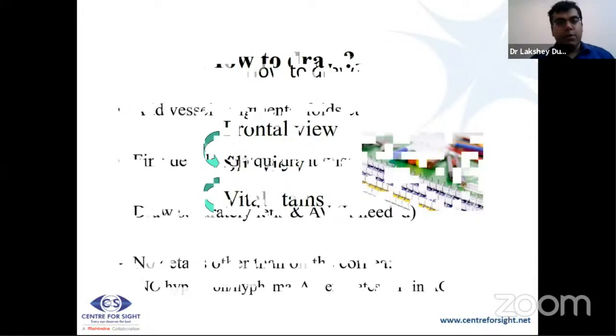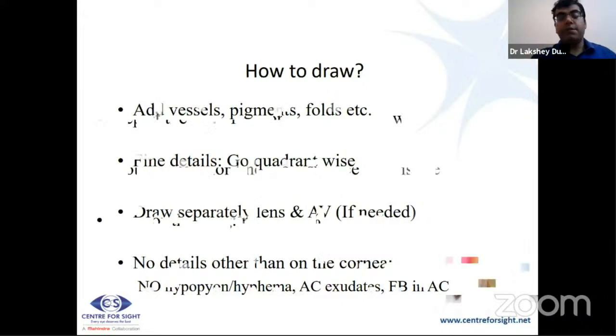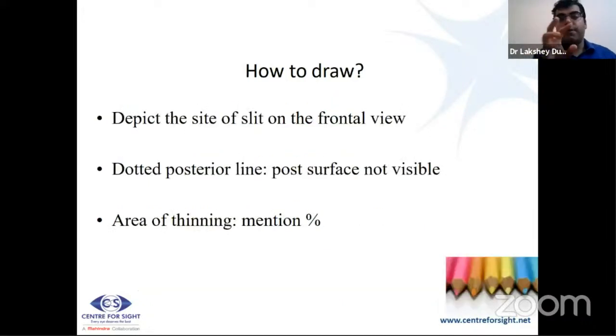Big goals. Draw quadrant wise. When you draw anterior chamber details like exudates, foreign body in AC or hypopyon or hyphema, do not draw on the frontal diagram. Draw in the slit diagram. Depict the site of the slit on the frontal view. So when you draw a frontal view, you mark the site of which you are showing a slit.